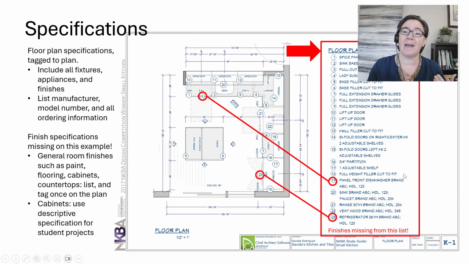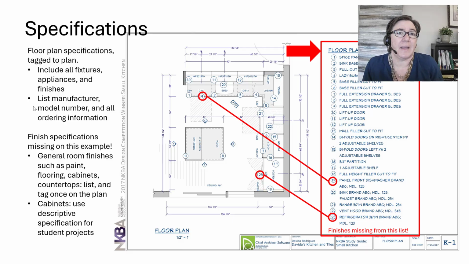And then for everything in your specification list, you need to include a short name so that we know exactly what you're talking about. A manufacturer, a model name and model number, depending on what that manufacturer has available, and then any other information that could be required to successfully order that product. All right, so let's take a look at an example.